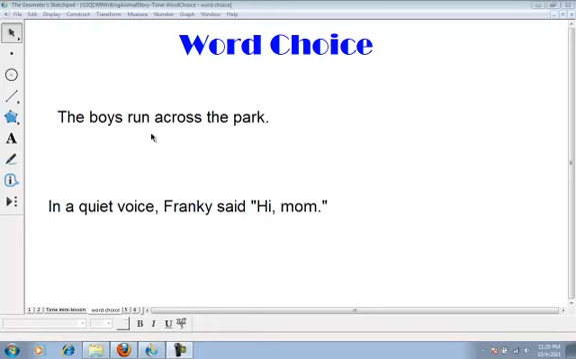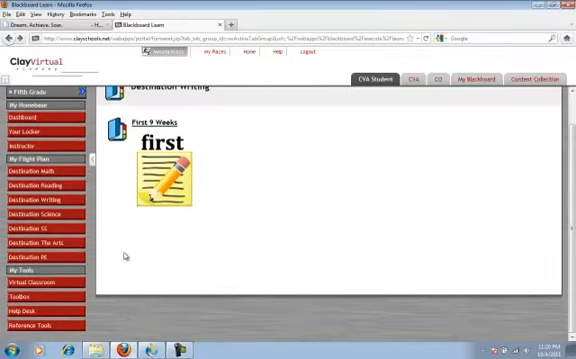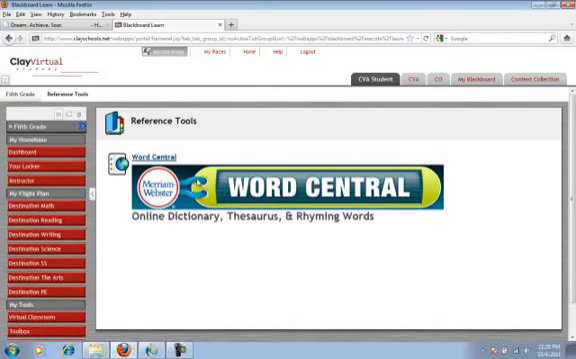better picture. Now, there are certain tools that we can use to help us find synonyms for a word like run. And one of those is a thesaurus. Now, if you are inside your course, you may notice that there's a button down here called Reference Tools. When you go into your class, click on Reference Tools, and you'll see a place called Word Central. Word Central has a dictionary, a thesaurus, and also a place to find rhyming words.